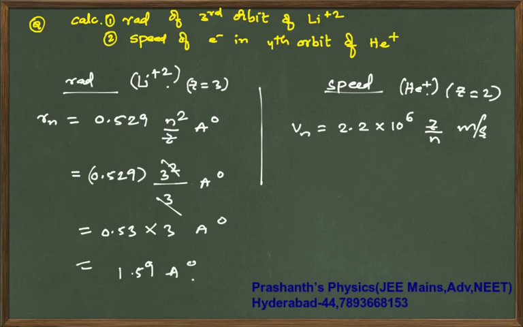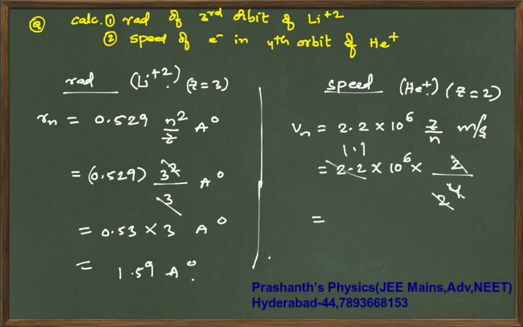This side it is 2.2 into 10 power 6 into n value is 4, z value is 2, 2 ones, 2 2s, 2 ones, 1.1. So it is 1.1 into 10 power 6 meters per second. Like this all the basic questions you are supposed to do it.